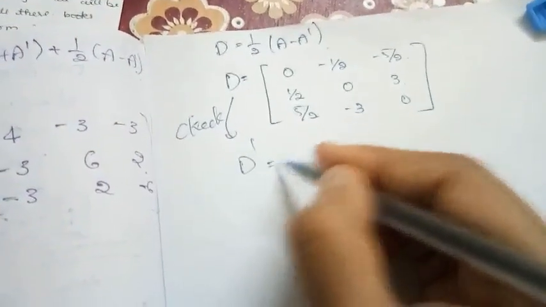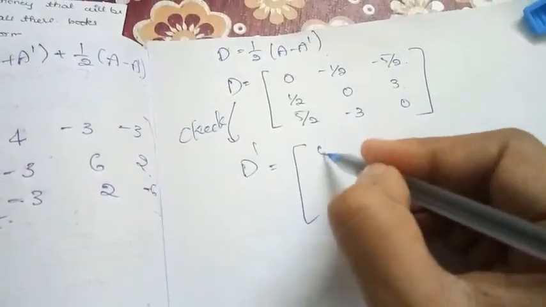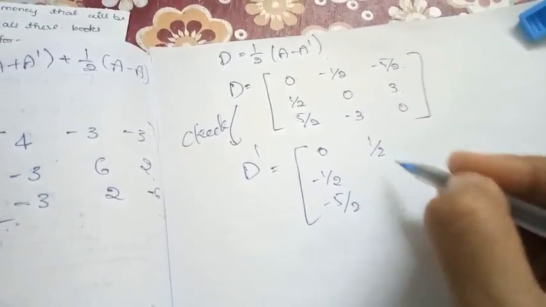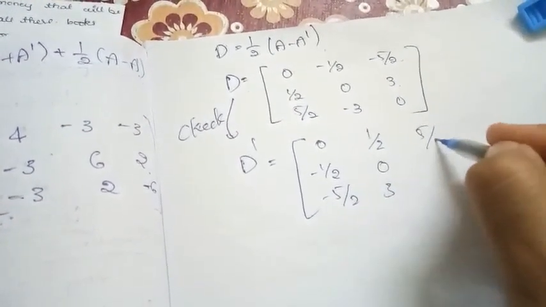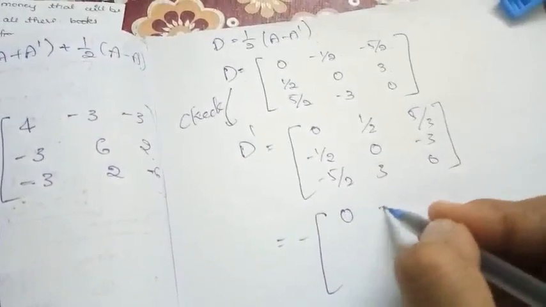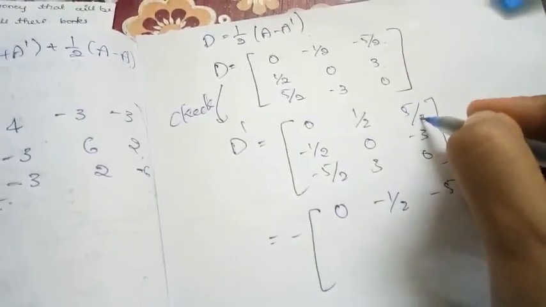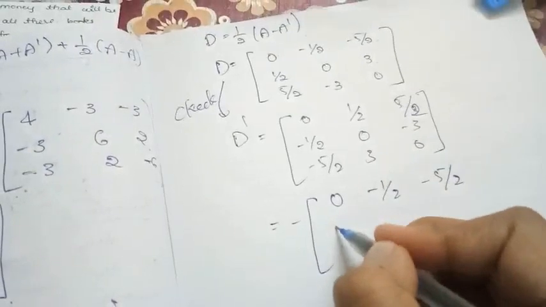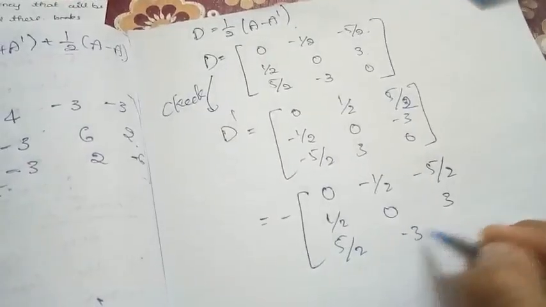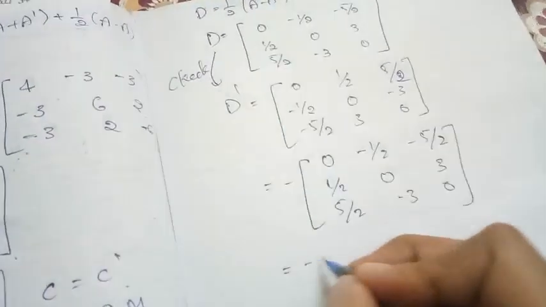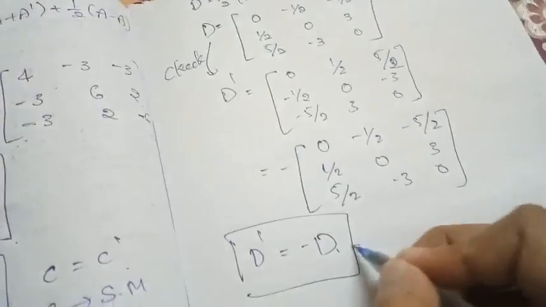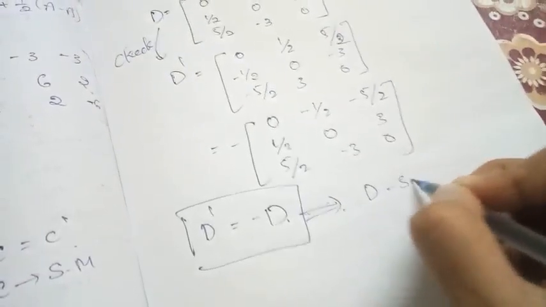By taking the transpose. By taking the transpose, the first row becomes our first column: -5 by 2, 1 by 2, 0, 3, 5 by 2, -3, 0. Now if I take minus outside, this becomes 0, -1 by 2, -5 by 2, 1 by 2, 0, 3, 5 by 2, -3, 0. So this matrix is nothing but our matrix D. You can see here clearly, D transpose is equal to D. What does this imply? D is our skew symmetric matrix.